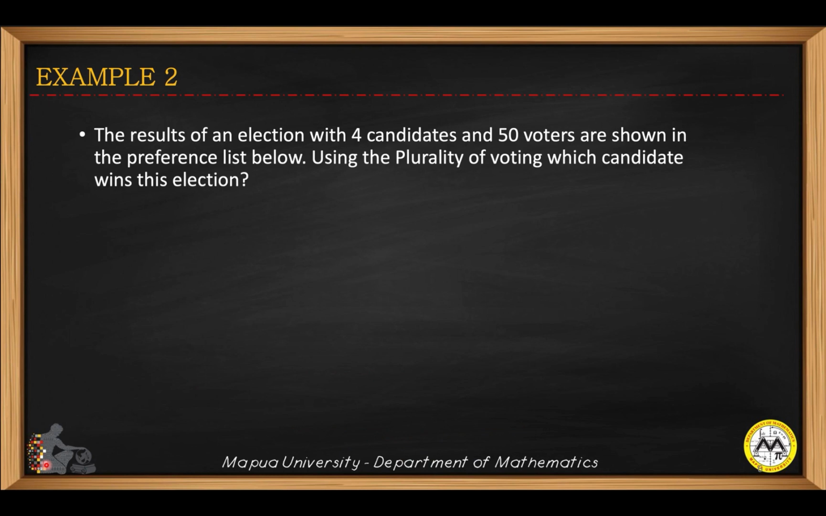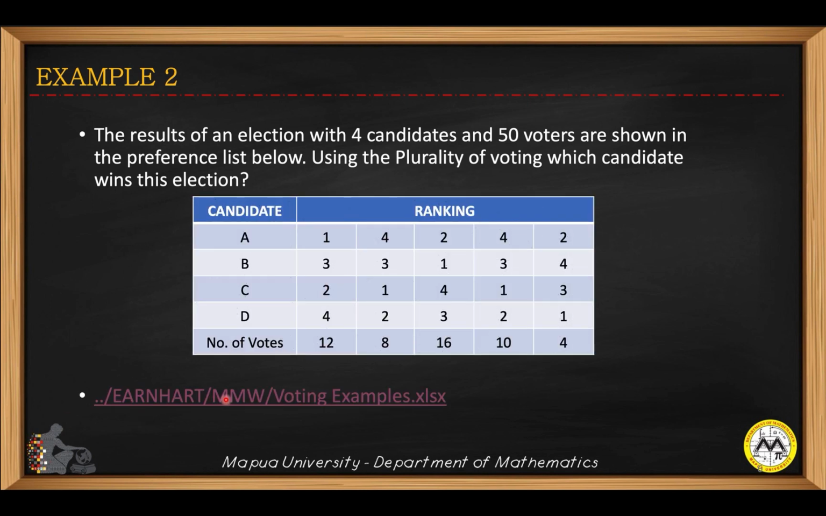The results of an election with 4 candidates and 50 voters are shown in the preference list below. Using the plurality method, which candidate wins the election? So you have 4 candidates, and then we have 5 different rankings with the respective number of votes. So for example, there are 12 votes whose ranking is A followed by C, B, and then the last one is candidate E, and so on.